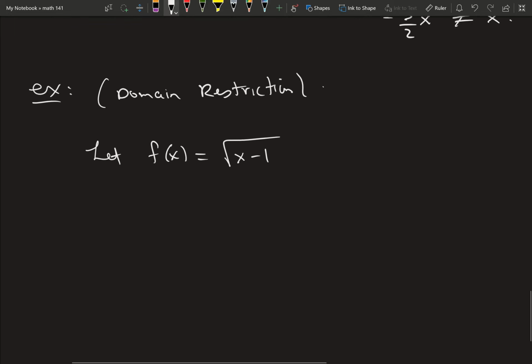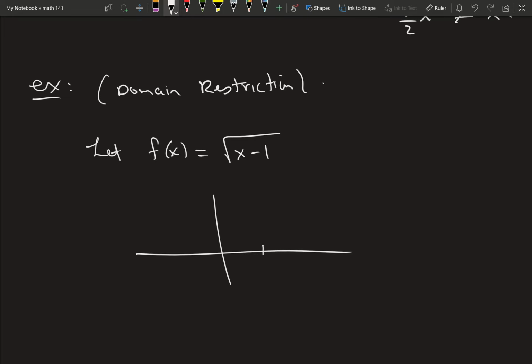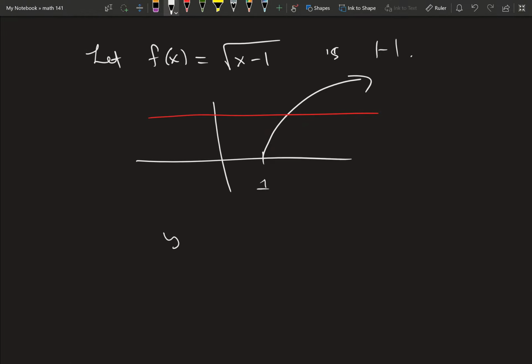Now, if we graph this, this is just a horizontal shift 1 unit to the right of the square root of x, and you get this graph. And this graph is 1 to 1. It passes the horizontal line test, so this is 1 to 1. So we should be able to compute the inverse, so let's compute it.